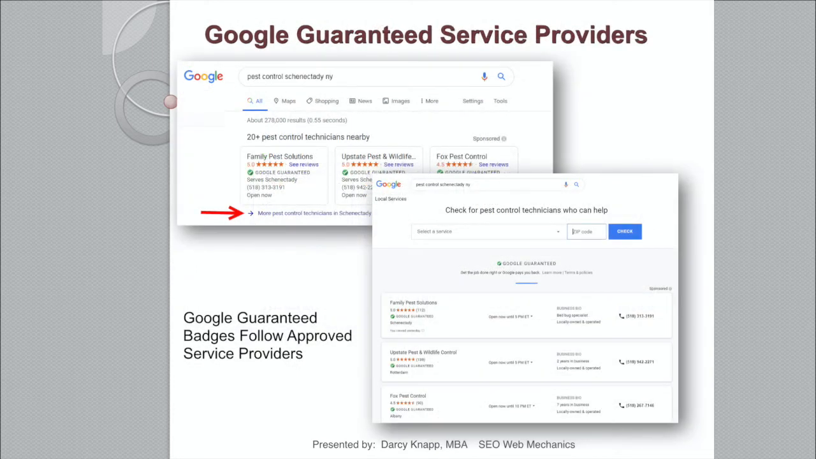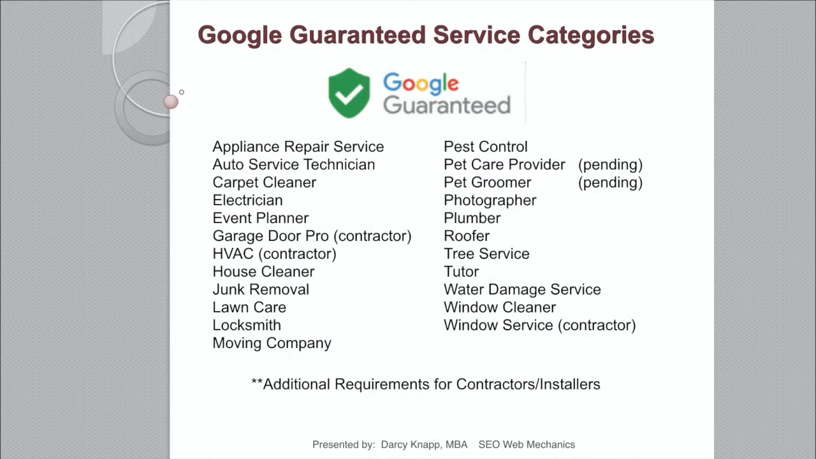Google Guaranteed service providers also show in a list view. If you are Google Guaranteed, your badging will follow you through to the list view and to your landing page. You can also use this badging on your website. This is the list of Google Guaranteed service categories. If your category is not on the list yet, please give it time. Google is adding new service provider categories every 30 to 90 days.